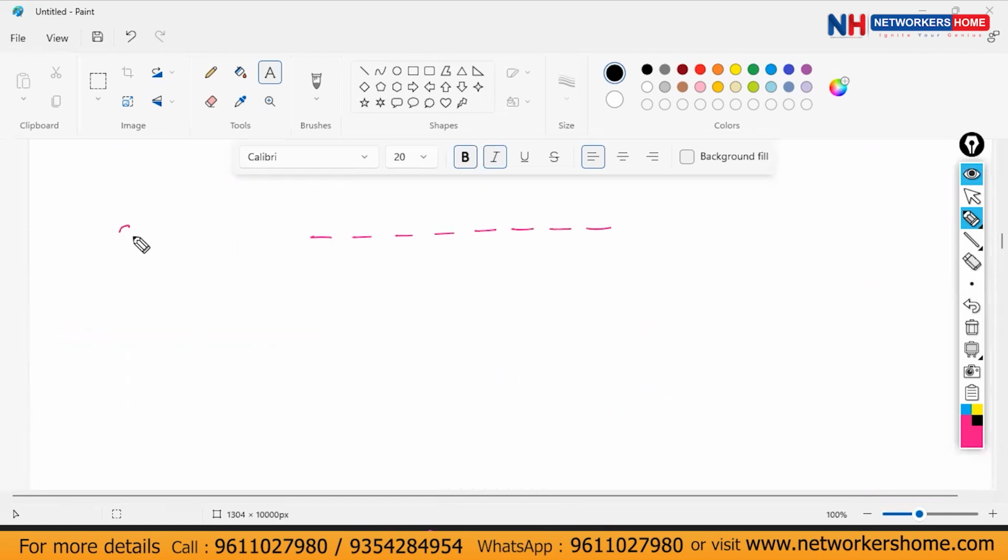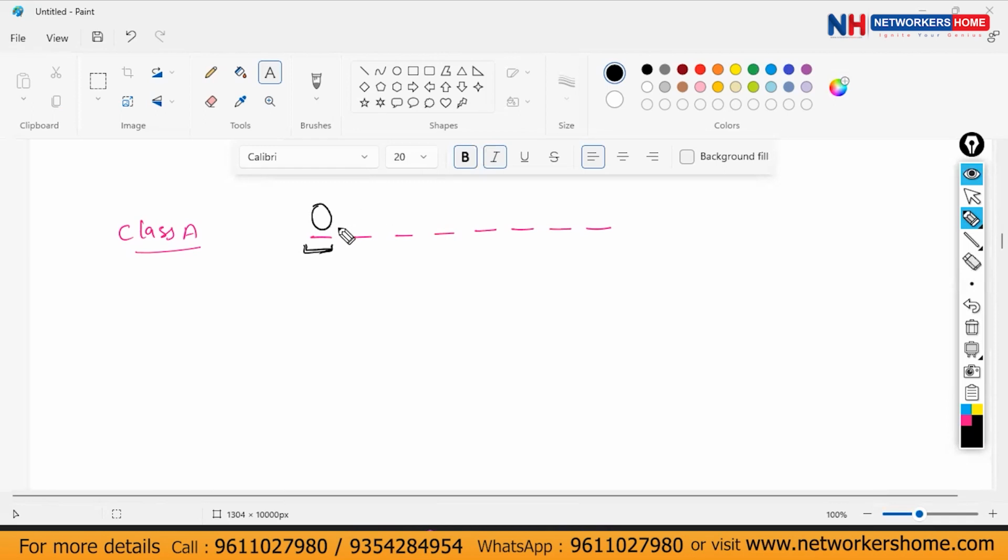Now they were designing class A. For class A, the minimum value of each and every octet could be 0, and the maximum value of each and every octet can be 255. But in binary, a bit can be either 0 or 1. So they reserved this first bit. They fixed this bit so that it will not change. And they said this first bit will always be 0 in case of class A.